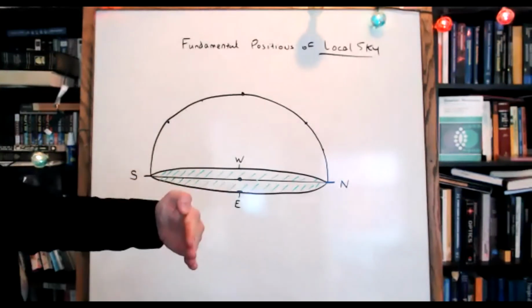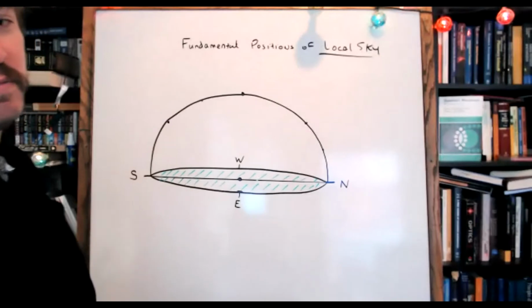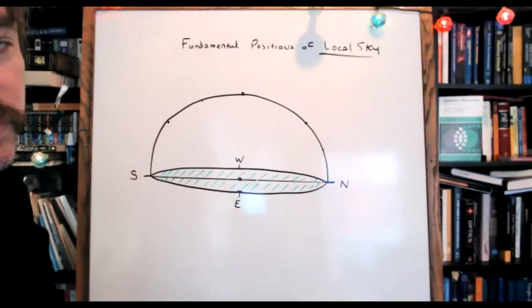Sorry, east is out of the plane of the board. West is into the plane of the board. It's very important you choose north, south, east, west.